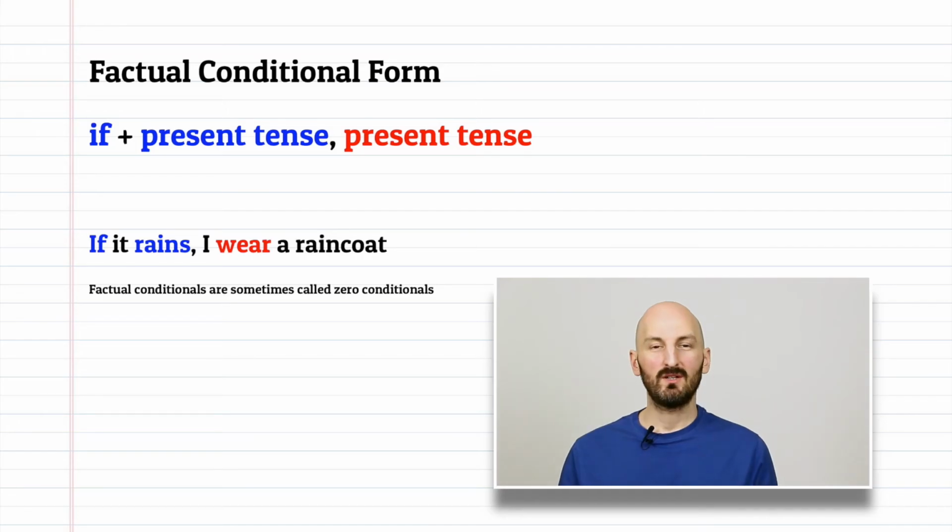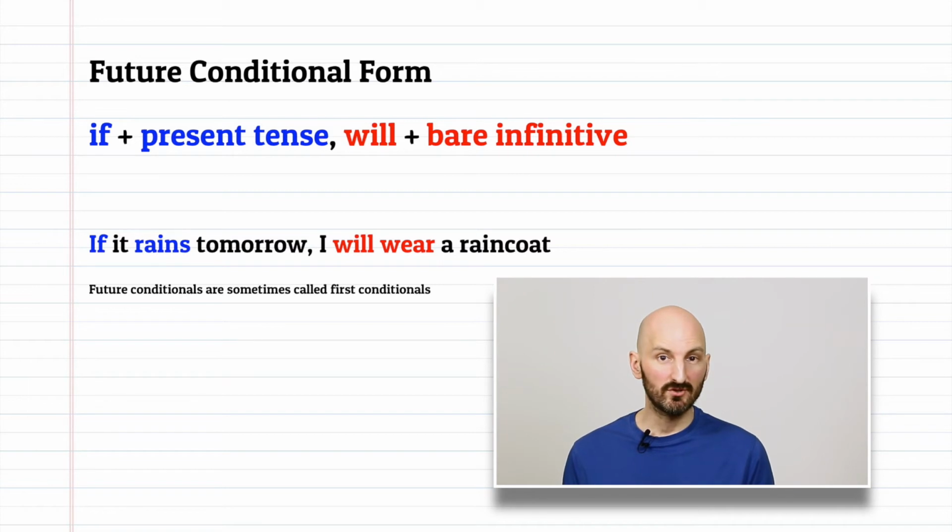Now, we've seen there are different forms for each conditional, so how do we form them? Well, when talking about factual conditionals, we always use if plus the present tense and then present tense again. If it rains, I wear a raincoat. When talking about future conditionals, we always use if plus present tense and then will plus the bare infinitive. If it rains tomorrow, I will wear a raincoat.